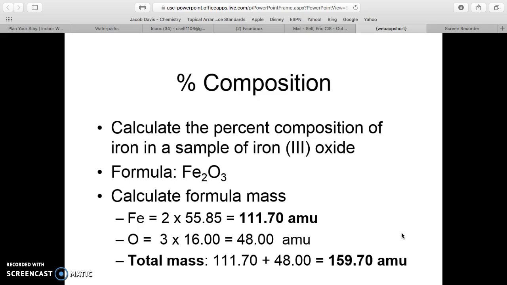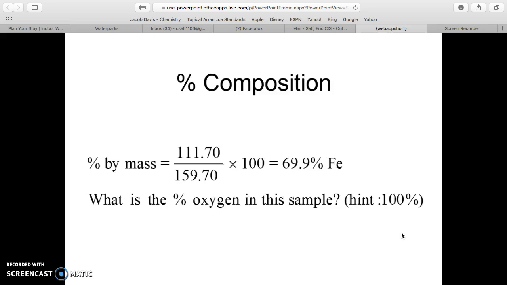And then oxygen, you've got 3 of those times 16 each. It gives you 48. If you add the 111.7 or the 112 plus 48, you should come up with 159.7, or you may have got 160 if you rounded. What we're going to do then is take that 111 or 112 and divide it by the total of the 160 or the 159.7, and by doing that you can tell that iron is 69.9% in this sample.